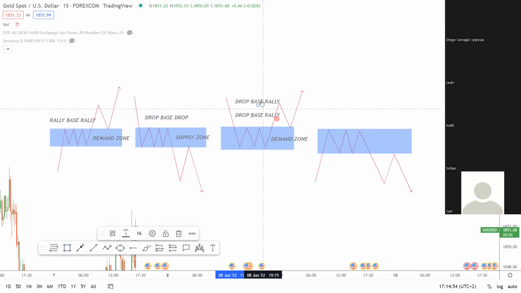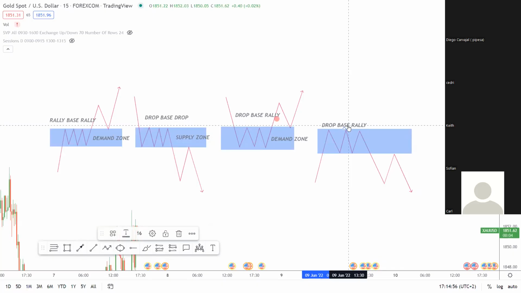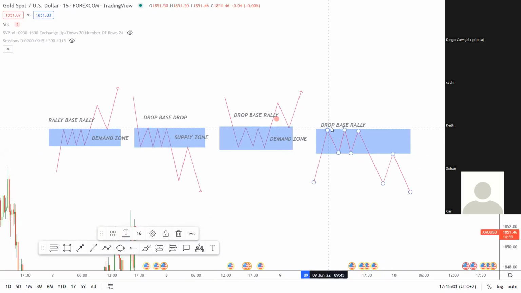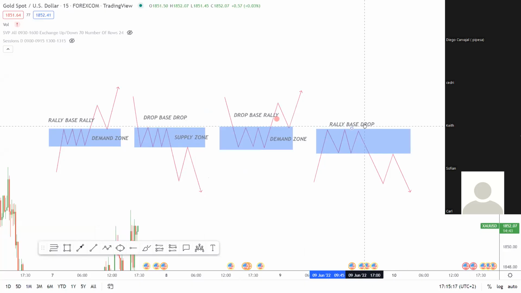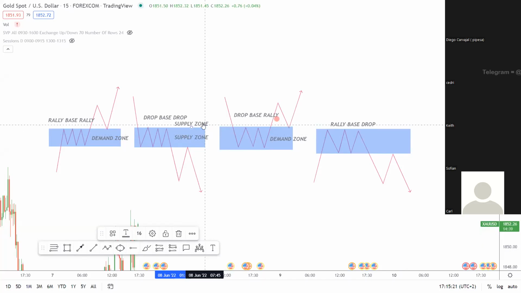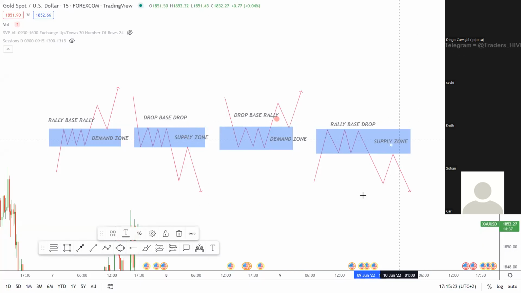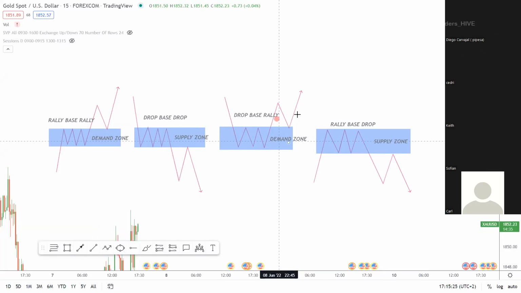Well, guys, this is the formations of supply and demand zones, okay? These are the 4 ways supply and demand zones are formed, the only 4 ways, okay? And now we will look at each one of these examples in the graph, okay? So this was a rally, base, drop, okay? And in this case, it forms a supply zone, okay? So these are the 4 main formations.